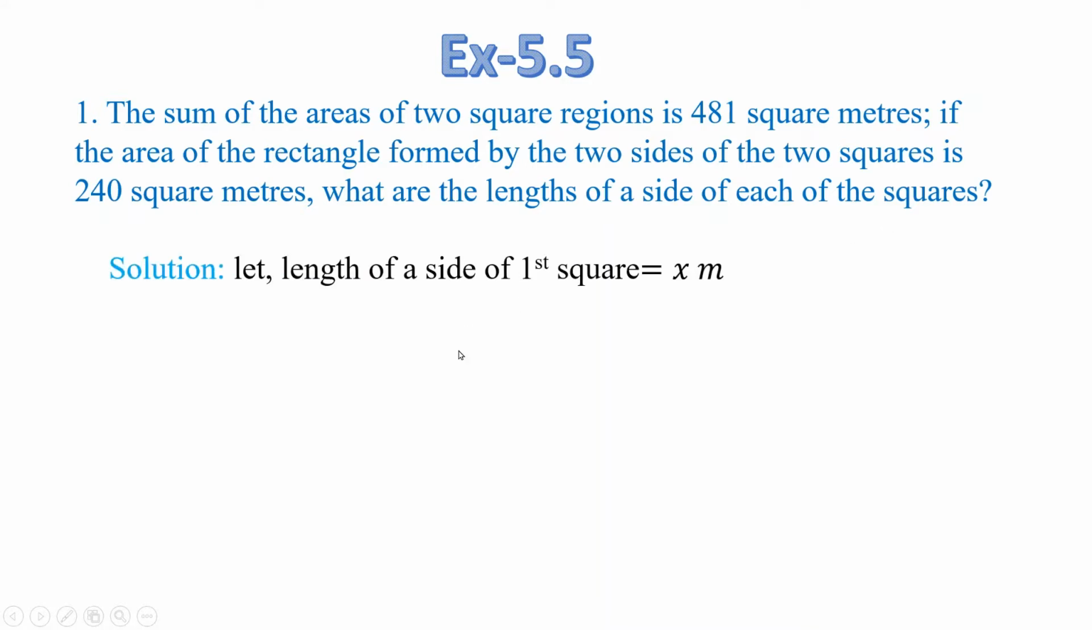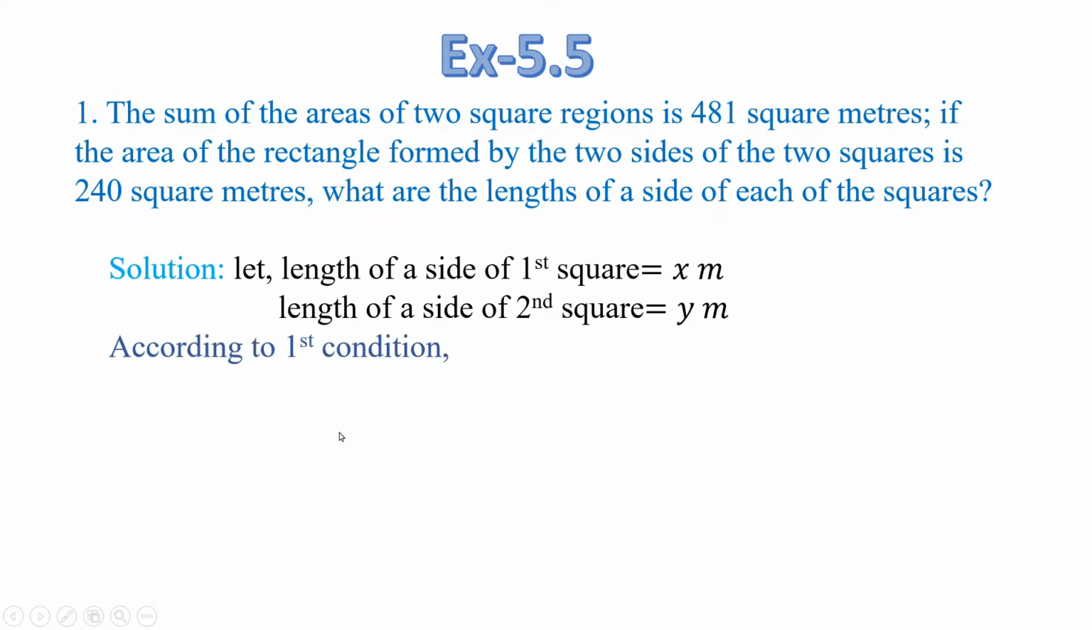Solution: let the length of a side of the first square be x meters and the length of a side of the second square be y meters. Given the sum of the areas of two square regions is 481 square meters. Therefore, according to the first condition, you can write x square plus y square is equal to 481.